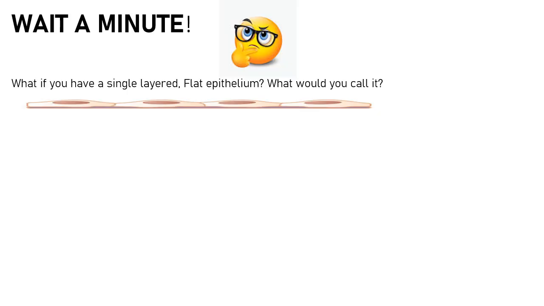So now, what if you have a single layered, flat epithelium? Let's make this practical, whereby we are now combining the two kinds of classifications. Let's say you have a single layered flat epithelium, something like this. It is one layer of cells and it is flat. So what do you call it? Now remember, we said whenever we have one layer, we classify it as simple, and whenever we have flat cells, we classify it as what? Squamous.